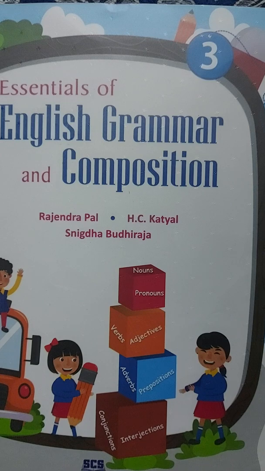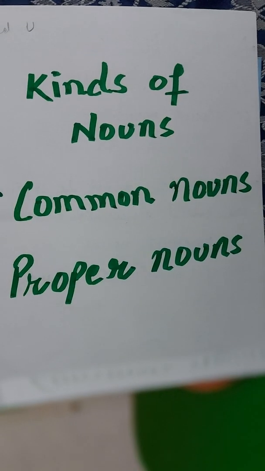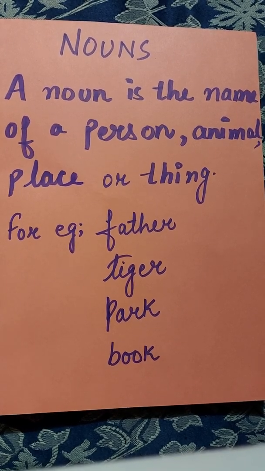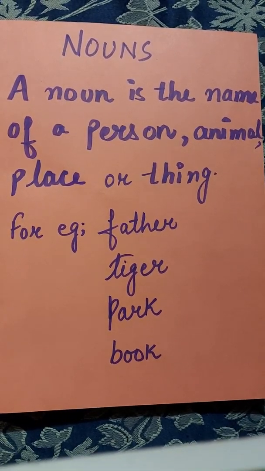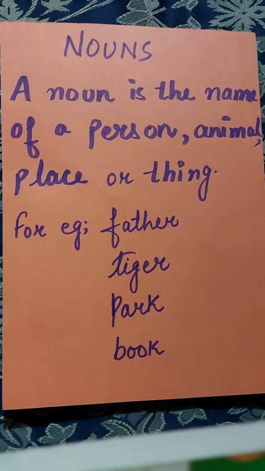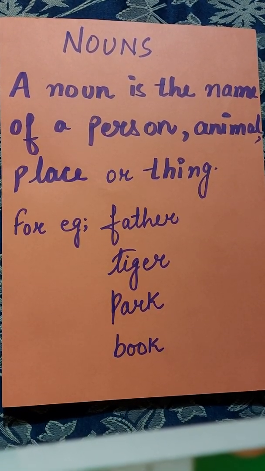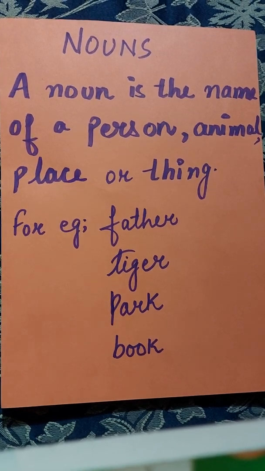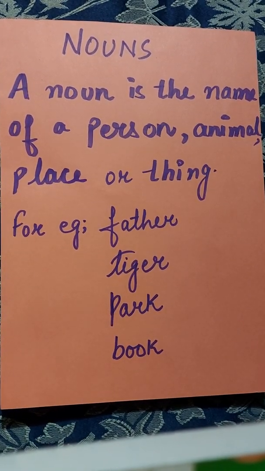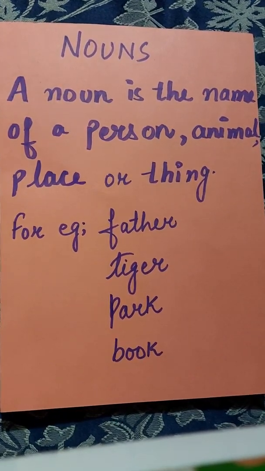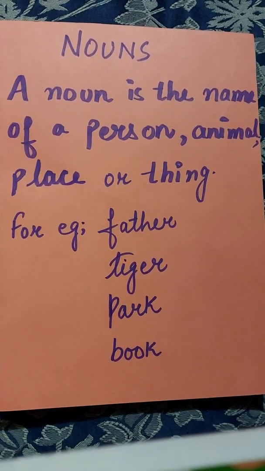Today we will learn about kinds of nouns, that is common nouns and proper nouns. But before starting the topic, let us first recall what nouns are. A noun is what? A noun is a name of a person, animal, place or thing. For example, father, tiger, park, book, etc.